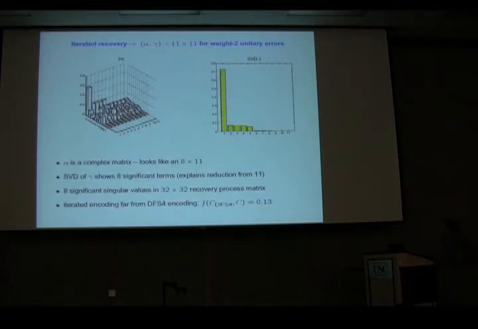Let's see what's next. Oh, yeah, so in that case, we're able to reduce from the 16 elements that you need in the OSR representation of recovery to 11. And you can see that to some extent by looking at alpha, which in this case is about 8 by 11. But if you look at the singular values of gamma, after 8, they're essentially zero. They're numerically zero. So that explains the reduction. And also, if we went to the recovery process matrix, it's 32 by 32 and also easily reduces to this 8. Oh, and one more thing. The iterated encoding is very far from where we started, or reasonably far if you look at the fidelity of the two.